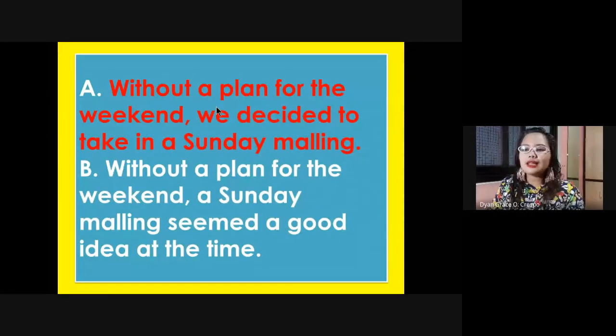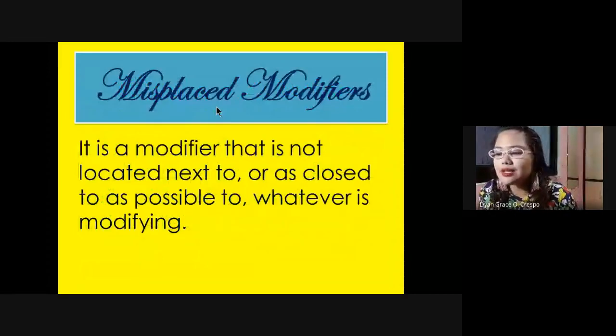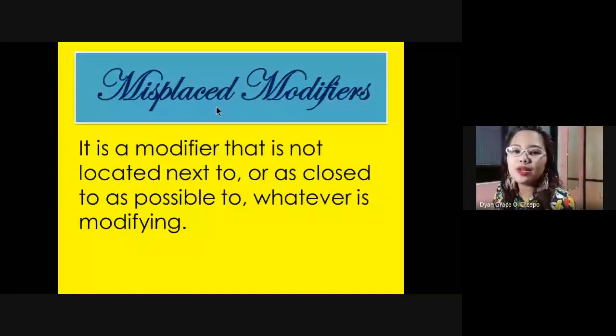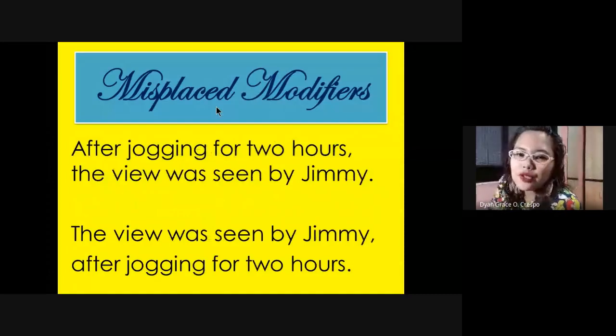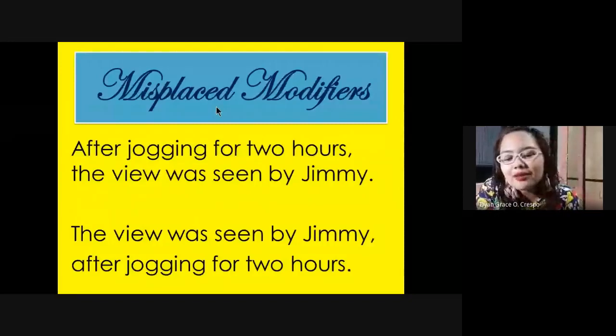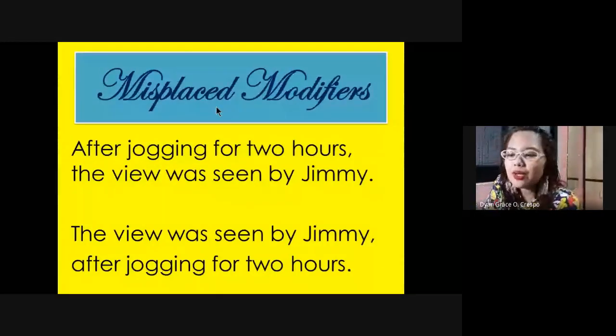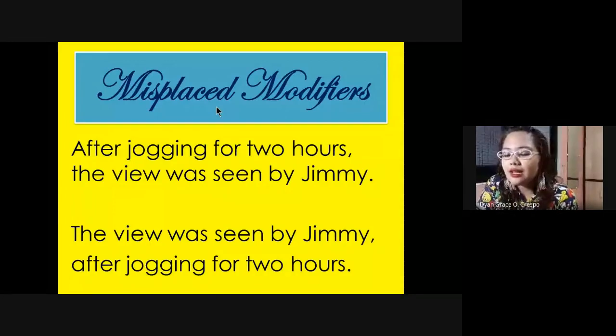Now let us have misplaced modifiers. It is a modifier that is not located next to or as close as possible to whatever it is modifying. So as you can see with this one, we have an example. After jogging for 2 hours, the view was seen by Jimmy. Or the view was seen by Jimmy after jogging for 2 hours. Which among the following is correct? Letter A: After jogging for 2 hours, the view was seen by Jimmy. And letter B: The view was seen by Jimmy after jogging for 2 hours.